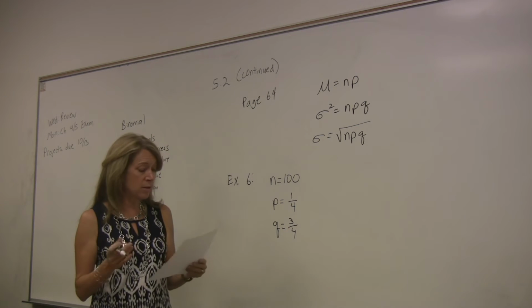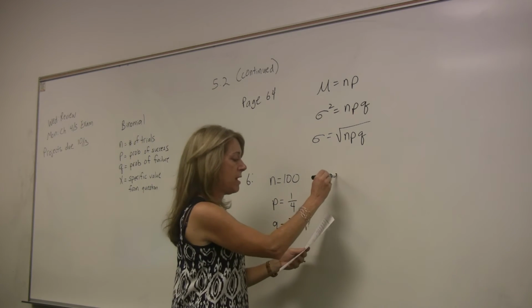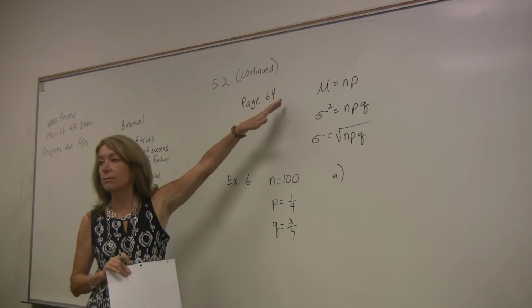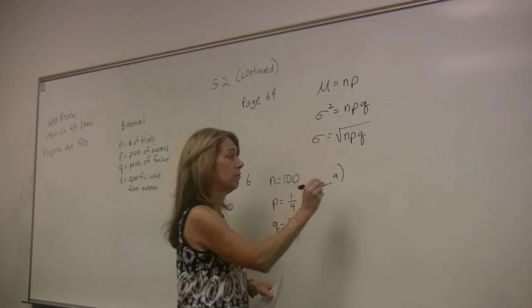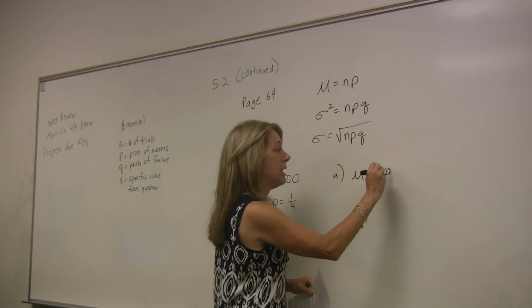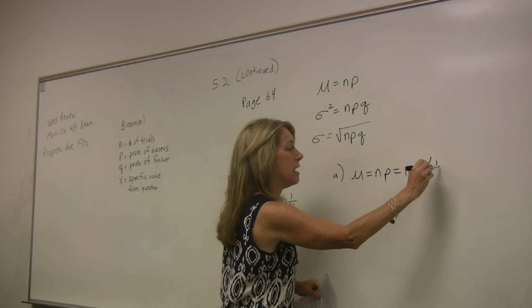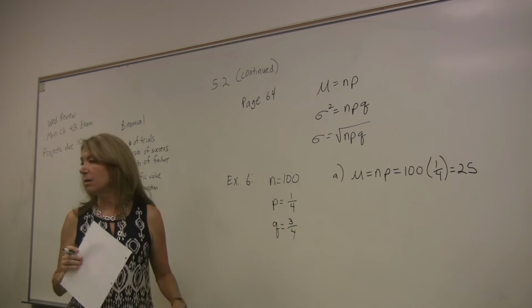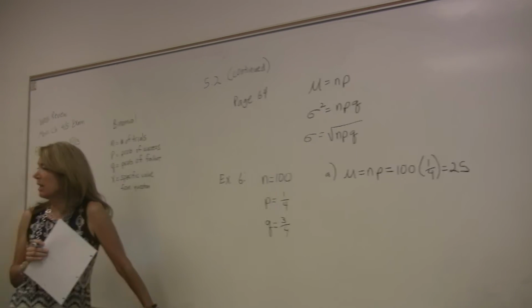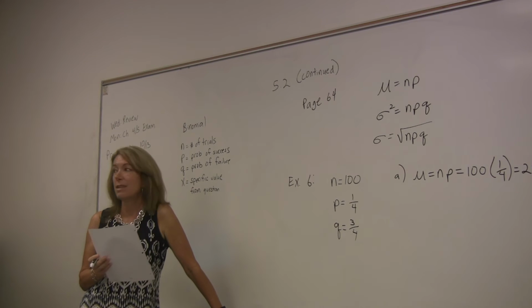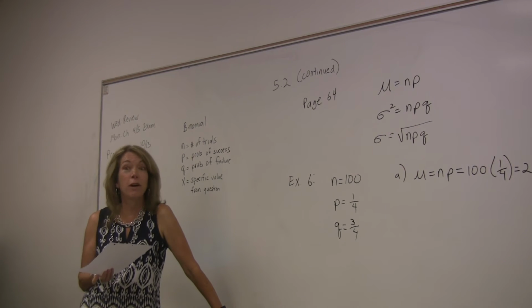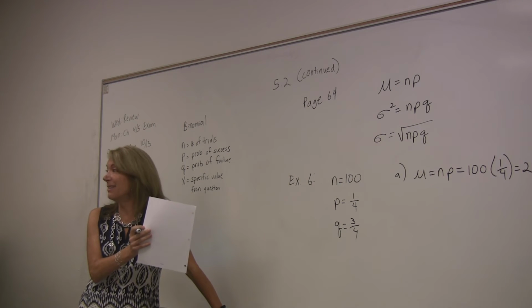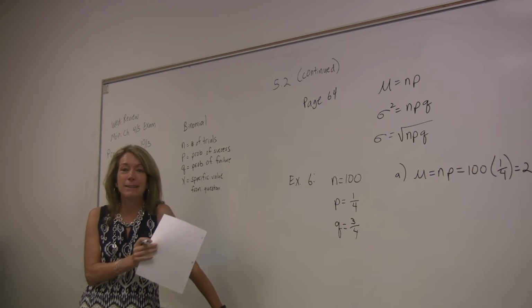Good. So the directions say for part A, find the mean and the standard deviation for the number of correct guesses. How am I going to find the mean? n times p. Mu equals n times p, which in this problem is 100 times 1/4, which is 25. You would expect him to get 25 out of 100 questions right. That's 25%, right? 25% is 1/4. Again, guessing not recommended. That'd be a low F, all bad.